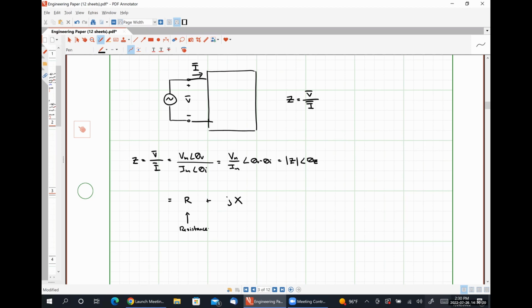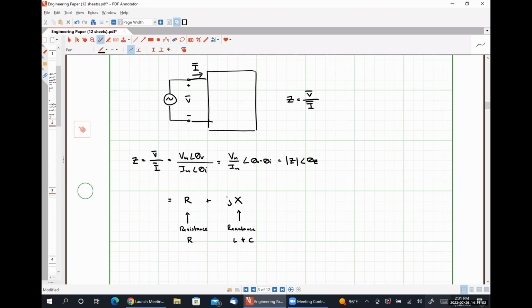So this is the resistance, and resistors contribute to this portion of the impedance. X over here is what's called the reactance, and this is where inductors and capacitors contribute to the impedance, okay? So the real part of impedance is simply resistance, and that is literally just resistors. And then the imaginary part of impedance is what's called reactance, and that's made up of both inductors and capacitors.